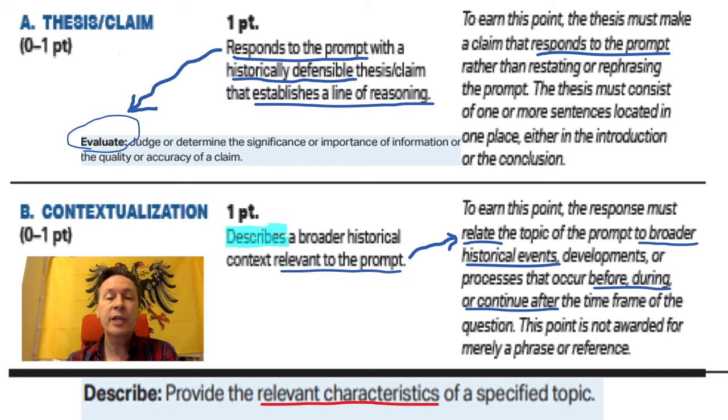For contextualization, we have to describe, which means we are citing relevant characteristics. Think names and dates and specific events. But we have to make sure that these characteristics are relevant to the topic. If I'm asked to write about the age of Metternich, for example, discussing the defeat of Napoleon would be very relevant. Mentioning that Napoleon was a short man would not.